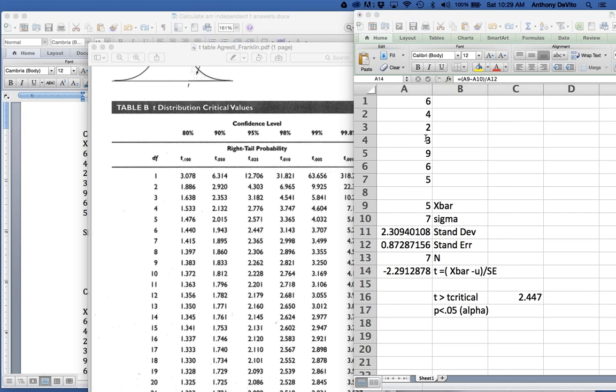So can we reject our null hypothesis in this case? Any opinions there? No, we can't reject the null hypothesis, right? We can't reject the null hypothesis because we haven't exceeded our critical value of t. So we can't say that this outcome would be so unlikely that it would only occur less than 5% of the time if the two population means were the same. So we failed to reject our null hypothesis in this case.